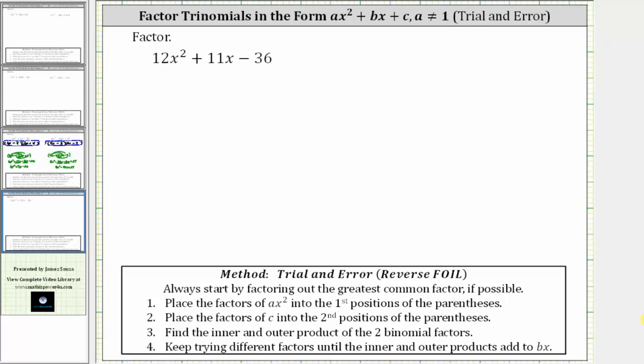In this video, we will factor the trinomial 12x squared plus 11x minus 36. Remember, the first step in any factoring problem is to factor out the greatest common factor, but in this case, the only common factor among all three terms is 1, and therefore if this trinomial does factor, it will factor into two binomial factors. Let's set up the parentheses for two binomial factors.